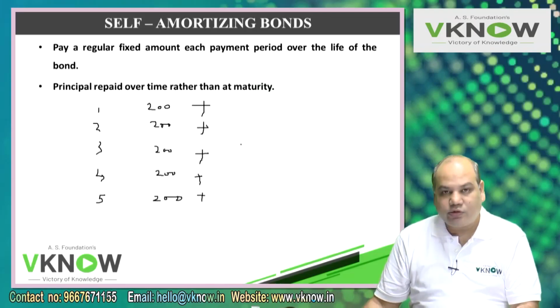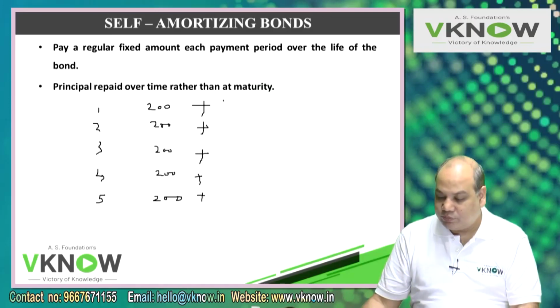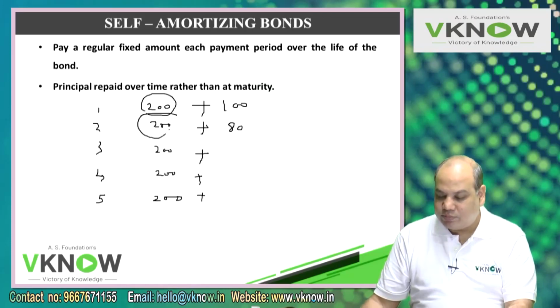So what is the interest it will pay? First year it will pay interest on 1000 rupees at 10%. So 1000 into 10%, the first year interest amount will be 100 rupees. Now 200 rupees has been redeemed. So in the second year the interest will be paid only on 800 rupees. 800 into 10%, 80. Then 200 rupees again redeemed. So in the third year the interest will be paid on 600 rupees.